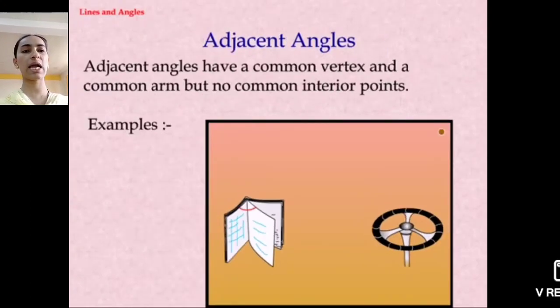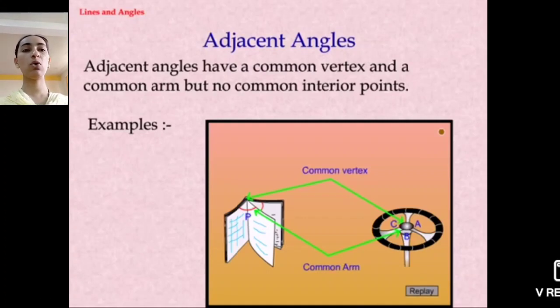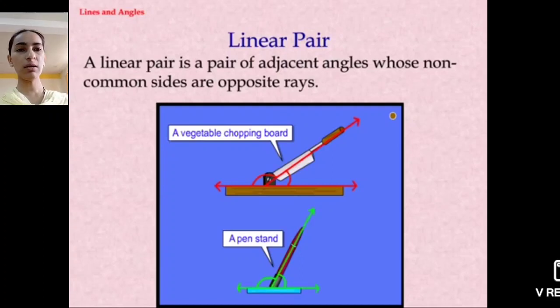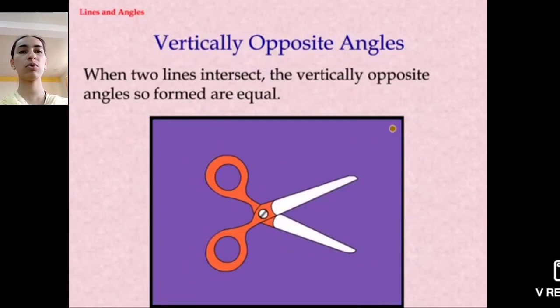Now, you can see this adjacent angle. Adjacent angles have a common vertex and a common arm, but no common interior point. Okay, you can see in both the figures, a common vertex is there and a common arm is there. The angles which are adjacent are called adjacent angles. Now, this is a linear pair. A linear pair is a pair of adjacent angles whose non-common sides are opposite rays. You can see in the figure, yes, these two are opposite. You can see the rays opposite, yes.